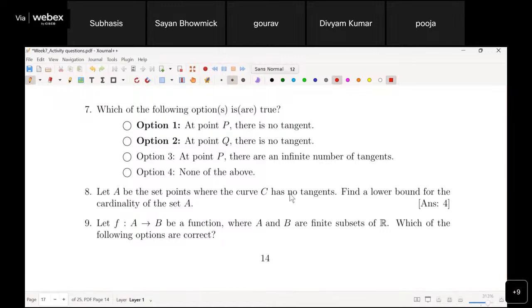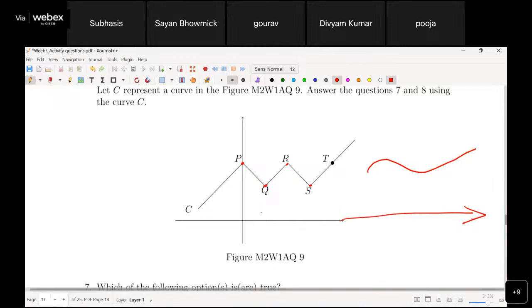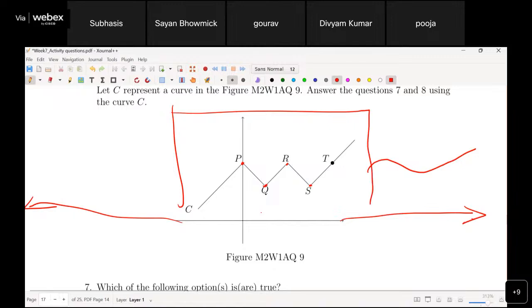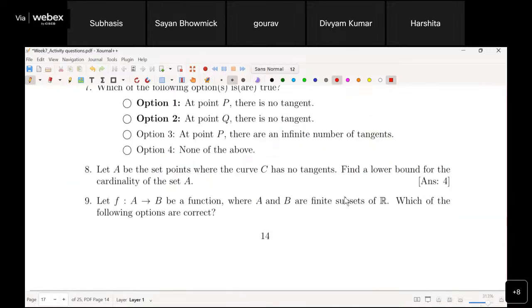Now you can do question number 8, right? Yes, sir. Certainly this graph is sort of incomplete, so you don't know what is going on beyond this point, because it's a finite part of the graph. As you can see, you have 4 points where you don't have a tangent. So at least you know you have 4 points, which means the lower bound is basically 4.